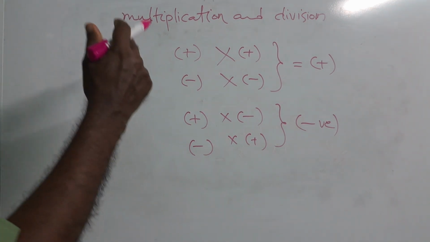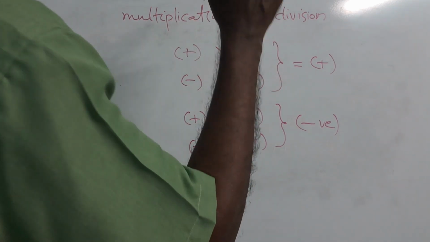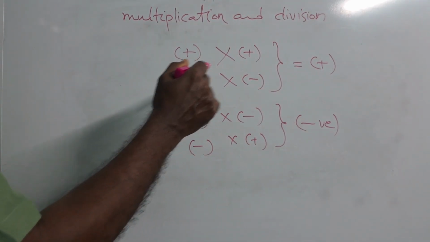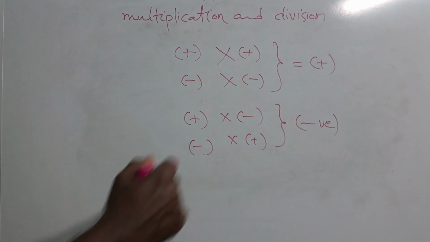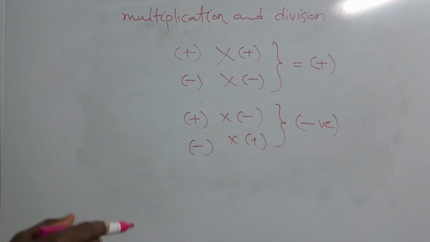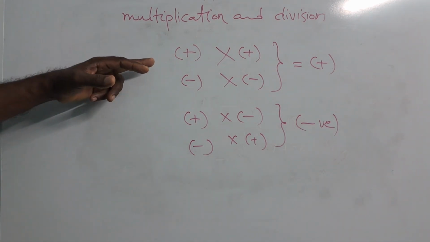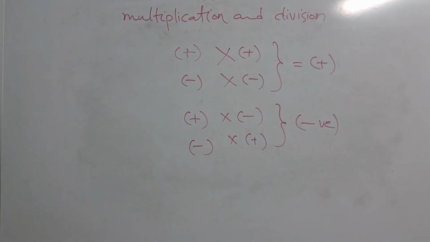When you divide a positive number by another positive number, the answer is a positive number. When you divide a negative number by a negative number, the answer is a positive number. When you divide a positive number by a negative number or a negative number by a positive number, the answer is negative. When we see some examples, it will be very clear to you. So this is the rule for multiplication. Now we turn to the rules for division.